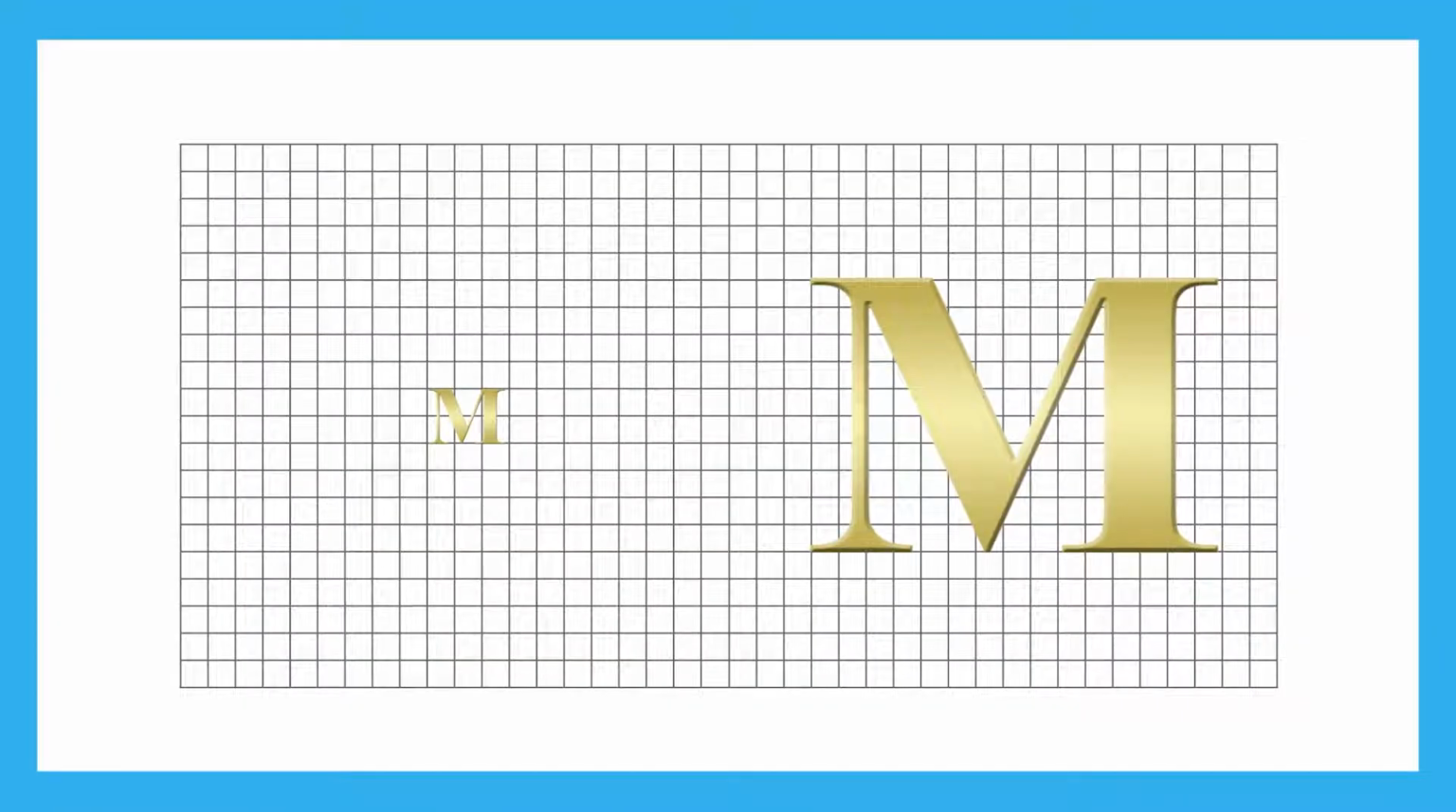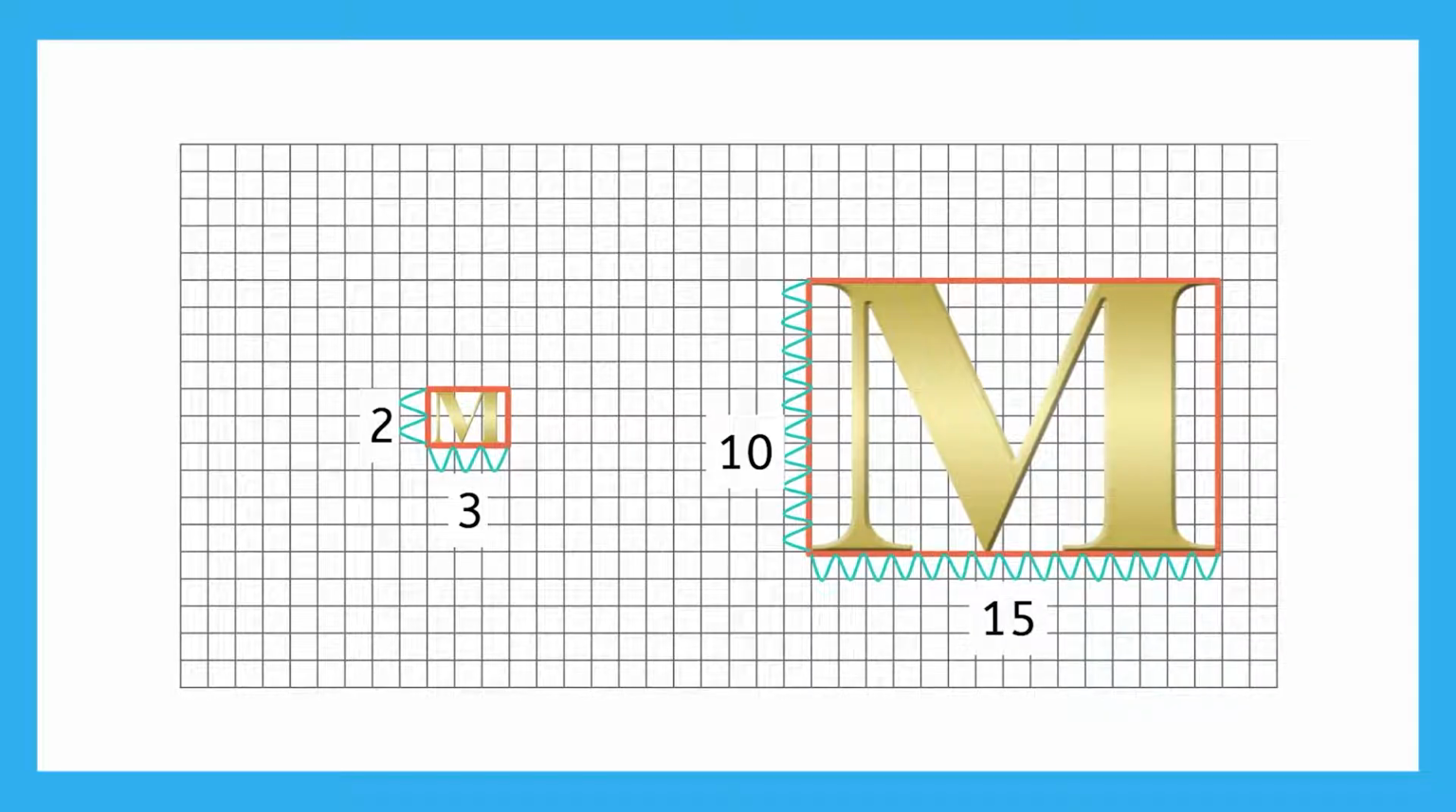I've gone ahead and arranged the 2 letter M's here on this grid paper. Now, what could we do to figure out how much larger the big M is compared to the smaller m? Let's count the dimensions. The smaller m is 2 units tall, and the large m is 10 units tall. For the width, the smaller m is 3 units wide, and the larger m is 15 units wide.